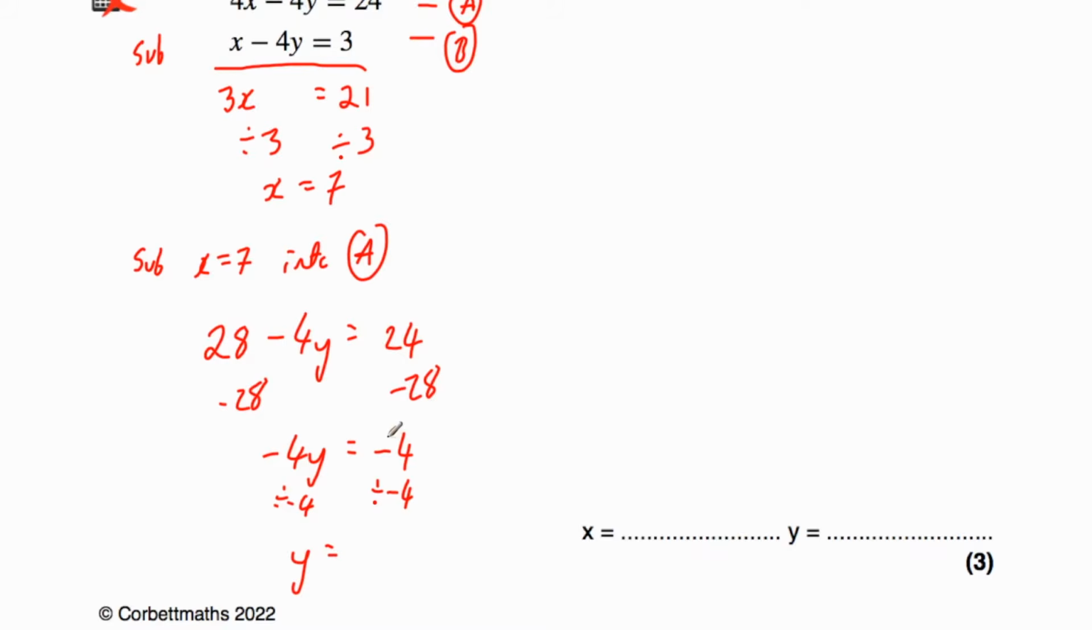And on the right hand side, we've got minus 4 divided by minus 4. Well, negative divided by negative is a positive, and 4 divided by 4 is 1, so the answer would be 1. So y is equal to 1 and x is equal to 7. So x equals 7 and y is equal to 1. So there are our answers.